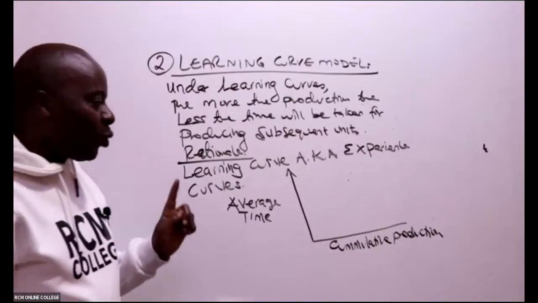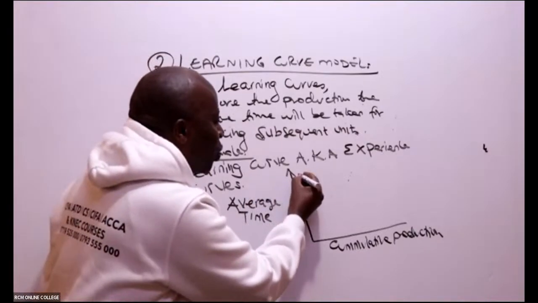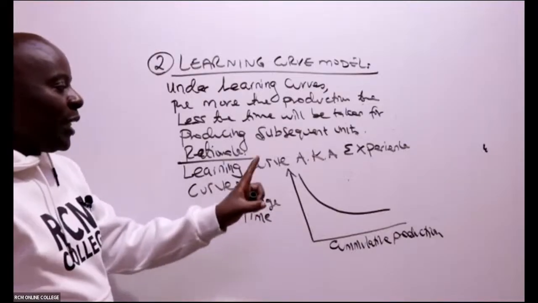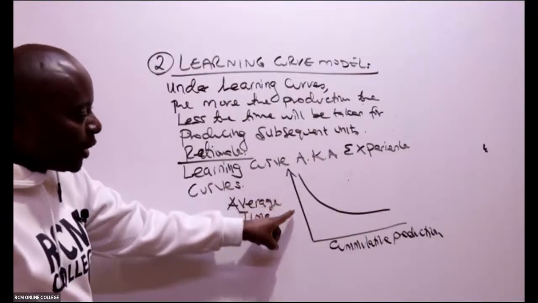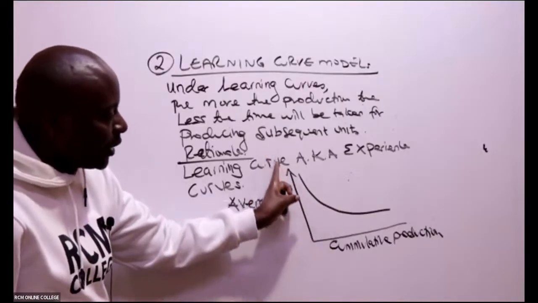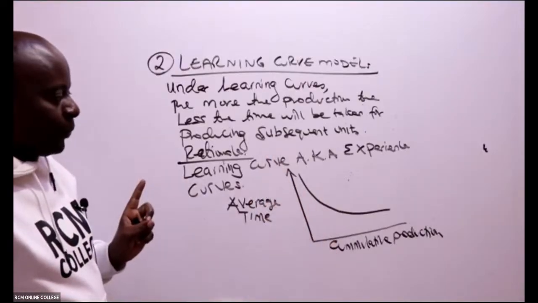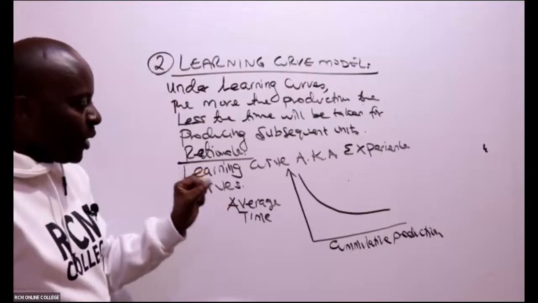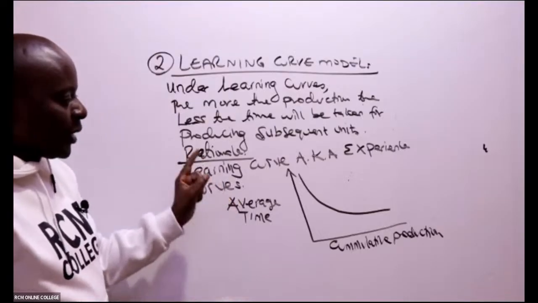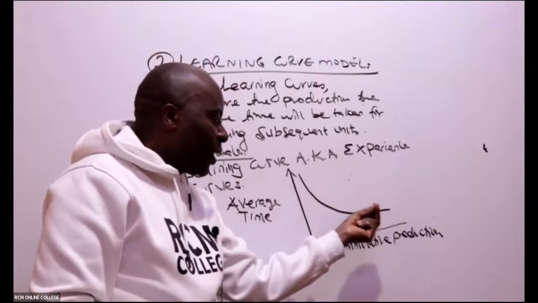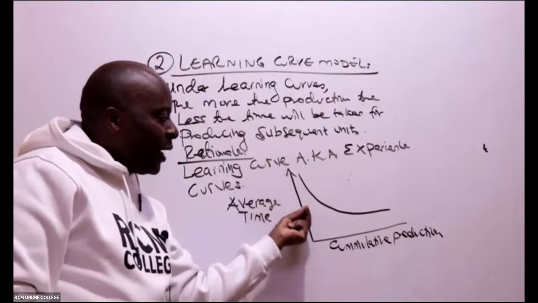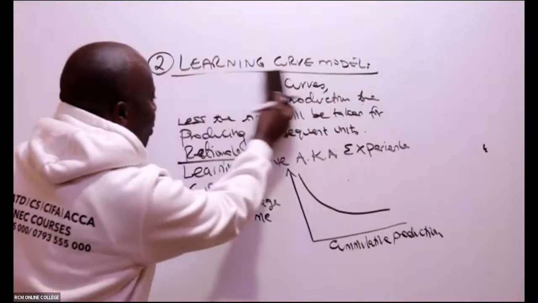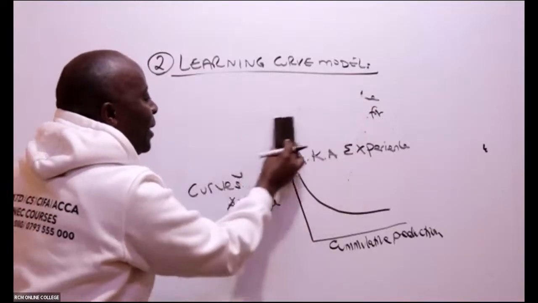I would want us to appreciate one thing. As cumulative production increases, you can see the average time for subsequent units reducing. So there is an inverse relationship between cumulative production and average time, such that as production is increasing, average time is reducing.